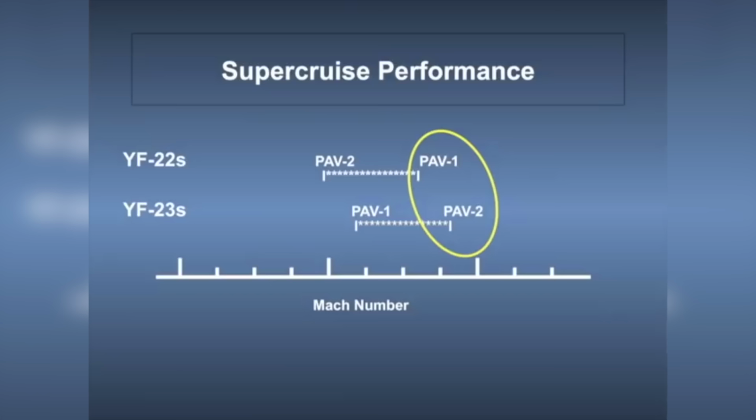The difference between the speeds for both of those airplanes was dependent only to the engines themselves, and it's interesting to see that when the Air Force made their decision, they selected the airplane on the left, which was the Pratt & Whitney F-22.